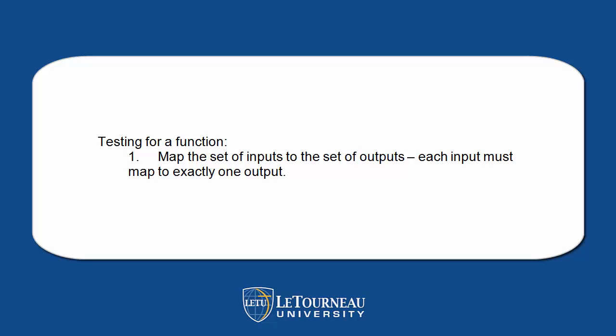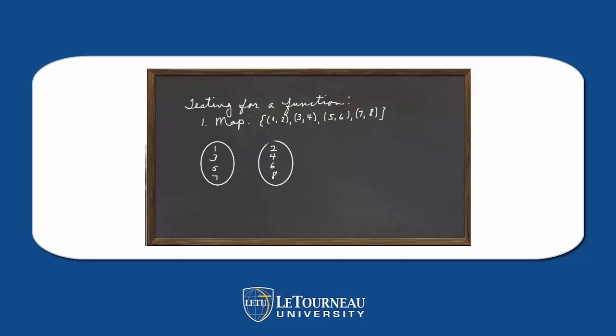To test for a function, we want to map the set of inputs to the set of outputs. Each input must map to exactly one output. So let's take that first relation that I gave you, and if you notice, 1 goes to 2, 3 goes to 4, 5 goes to 6, 7 goes to 8. It's a function. For each input, there is exactly one output.